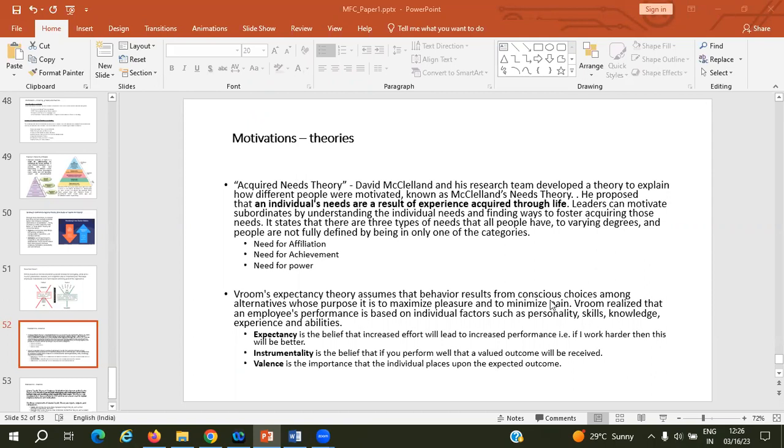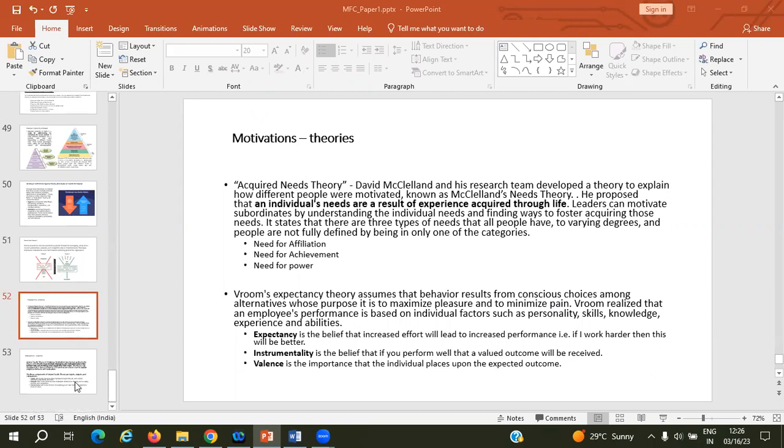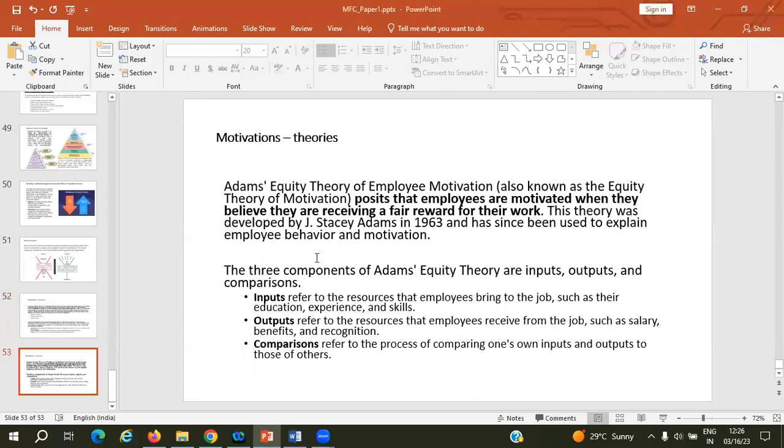Another theory in your syllabus is the equity theory, Adams' equity theory of employee motivation. What is equity theory? Equity theory is equalizing between input and output. You remember it this way. What it says is, employees are motivated when they believe that they are receiving a fair reward for their work. Whatever input you are putting in, you are getting similar output or more than that.